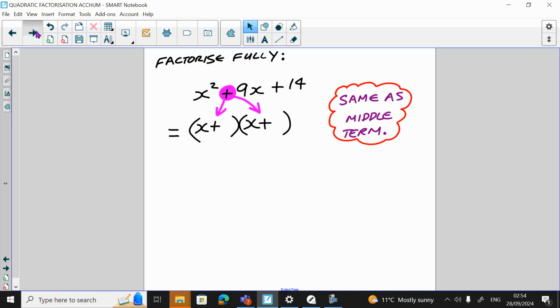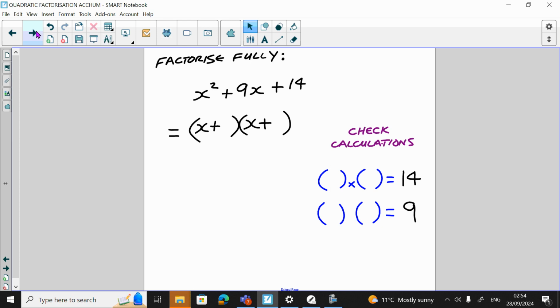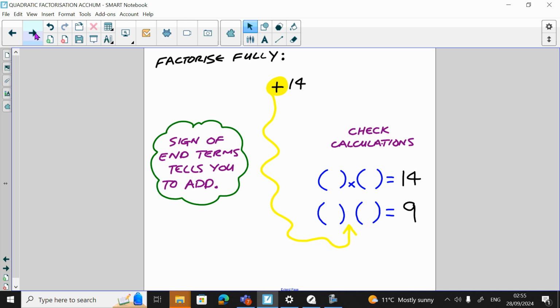Right, sorted. Just need a couple of numbers here for our check calculations. Two numbers that multiply to give you the constant term, and two numbers that add or subtract to give you the coefficient, the number in front of the middle term, regardless of sign here. But again, we need to decide, are we adding or subtracting here? It's the sign of the end number again. It tells you if you're adding or subtracting. We're going to be adding here.